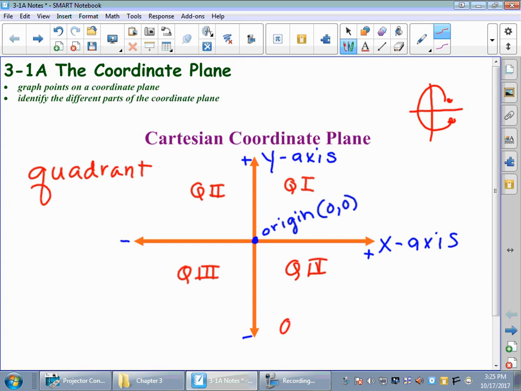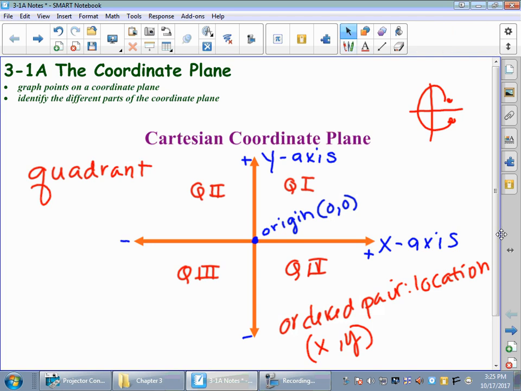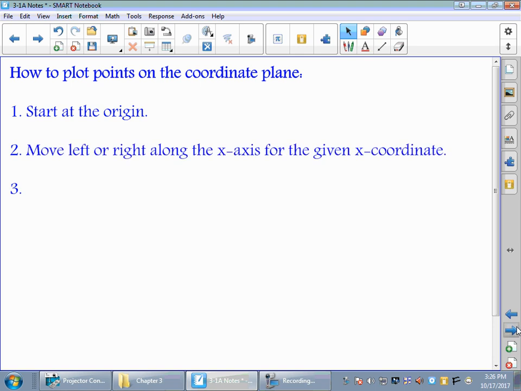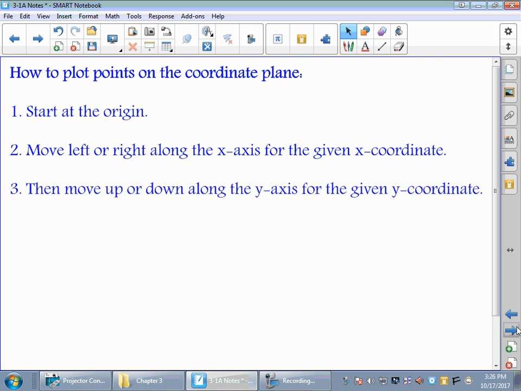This is an ordered pair. An ordered pair is a location on the coordinate plane. The ordered pair gives us the x coordinate and the y coordinate of the location. So there'll be two numbers, and it tells us where to move on the x-axis and where to move on the y-axis. So how do we plot points on the coordinate plane? We simply start at the origin, 0, 0, and move left or right along the x-axis for the given x coordinate. The x coordinate is the first number in the ordered pair. Then move up or down along the y-axis for the given y coordinate.